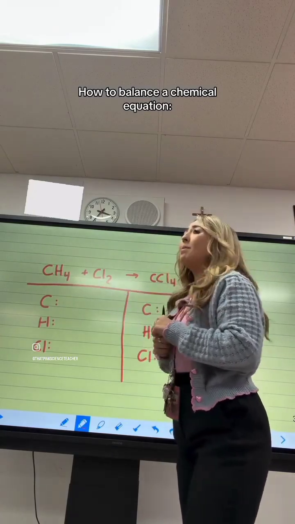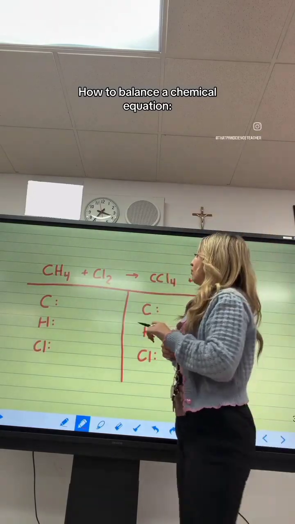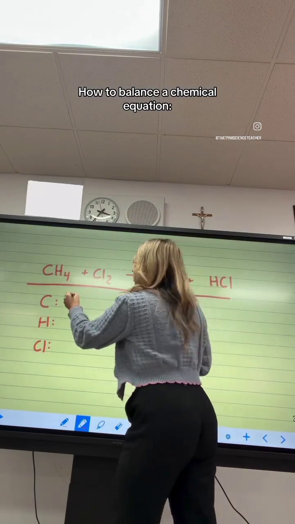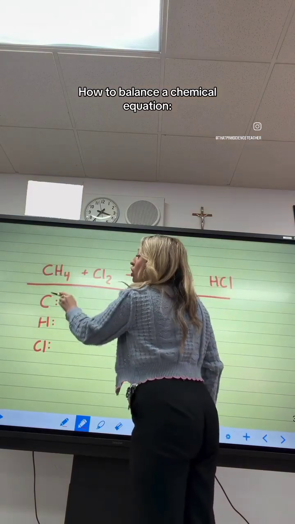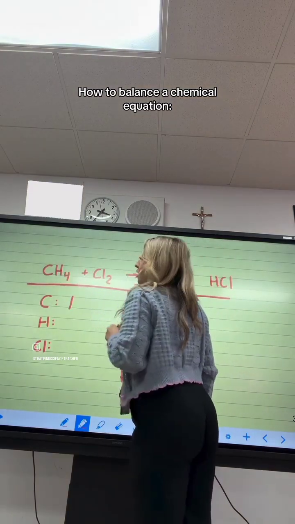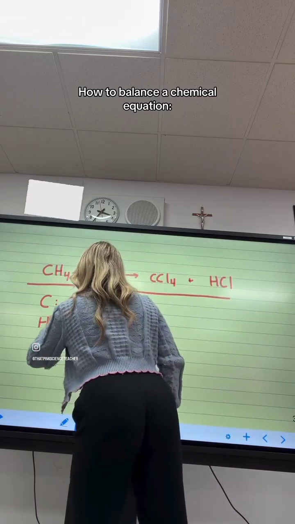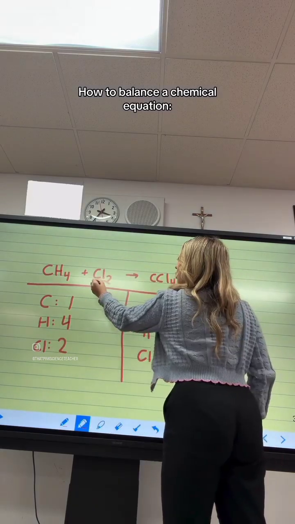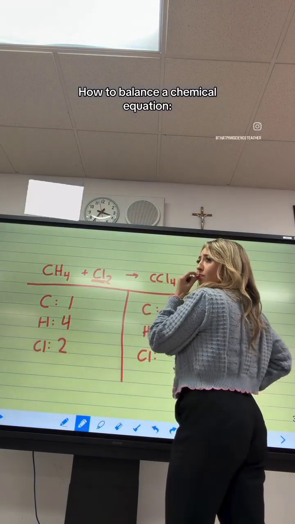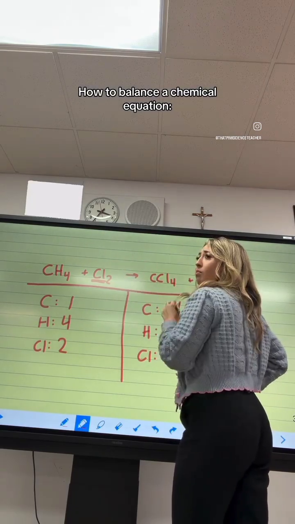How many carbons do I have? 1. How do I know that? There's no subscript, so it's understood that there's a 1. What about hydrogen? 4. What about chlorine? 2. I know that this is Cl and not 2 separate elements. It's a lowercase l. Perfect.